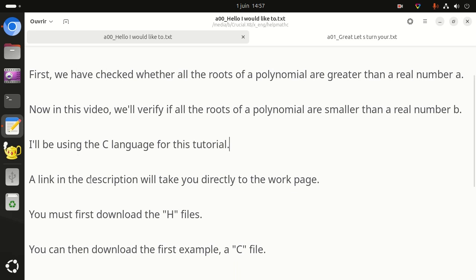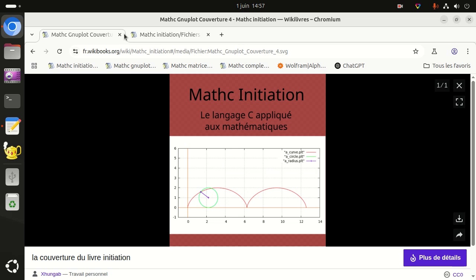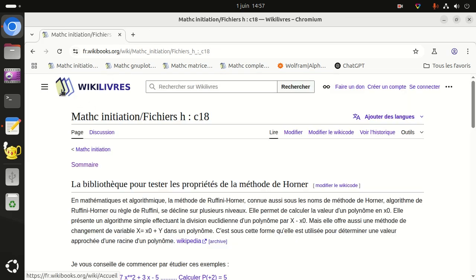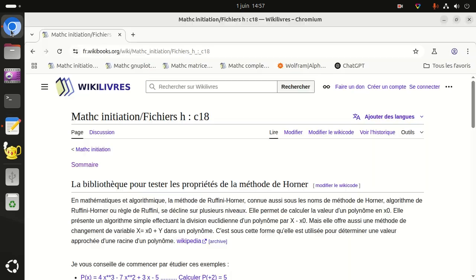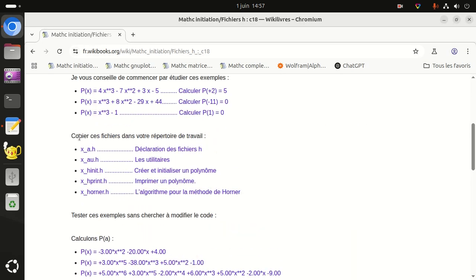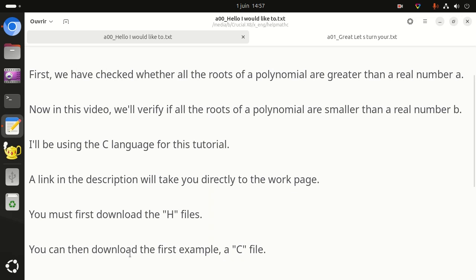A link in the description will take you directly to the work page. This is the work page, a wikibook. You must first download the hash files. You can find the hash file here. You can then download the first example, a C file.